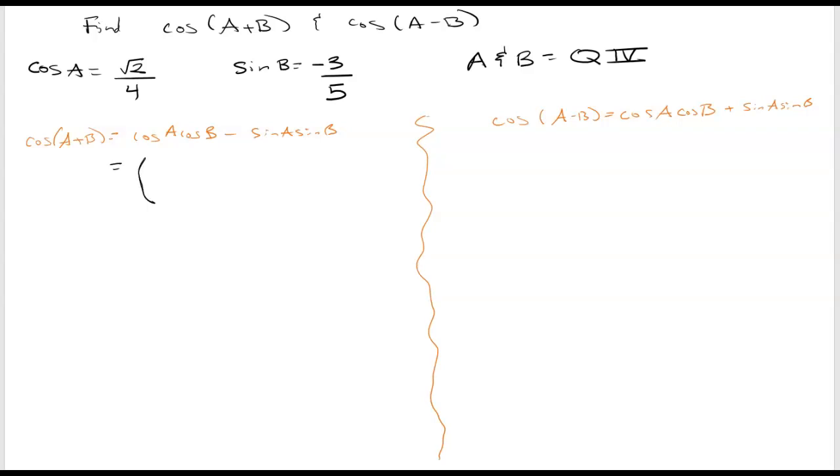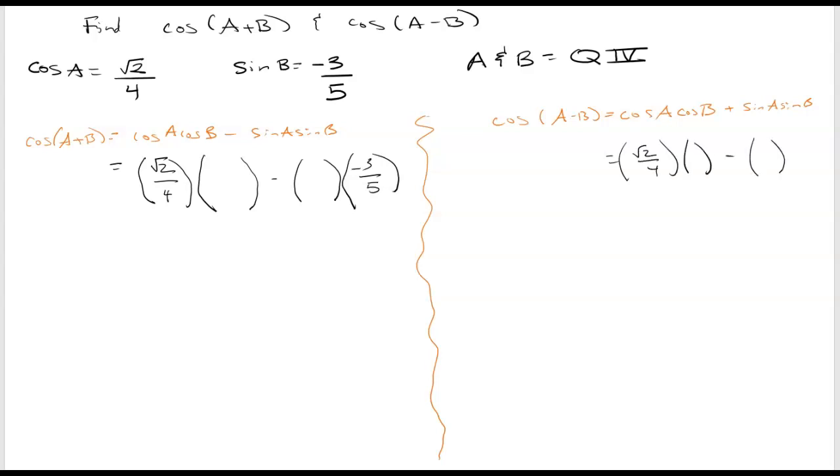This time I was given the cosine of A, so it's root 2 over 4. I was not given the cosine of B, so I'm going to leave that blank. I was also not given the sine of A, but I was given the sine of B, negative 3 over 5. So here it's still going to be root 2 over 4 and a negative 3, plus sign over there, over 5. Do not drop those negatives. They are important.